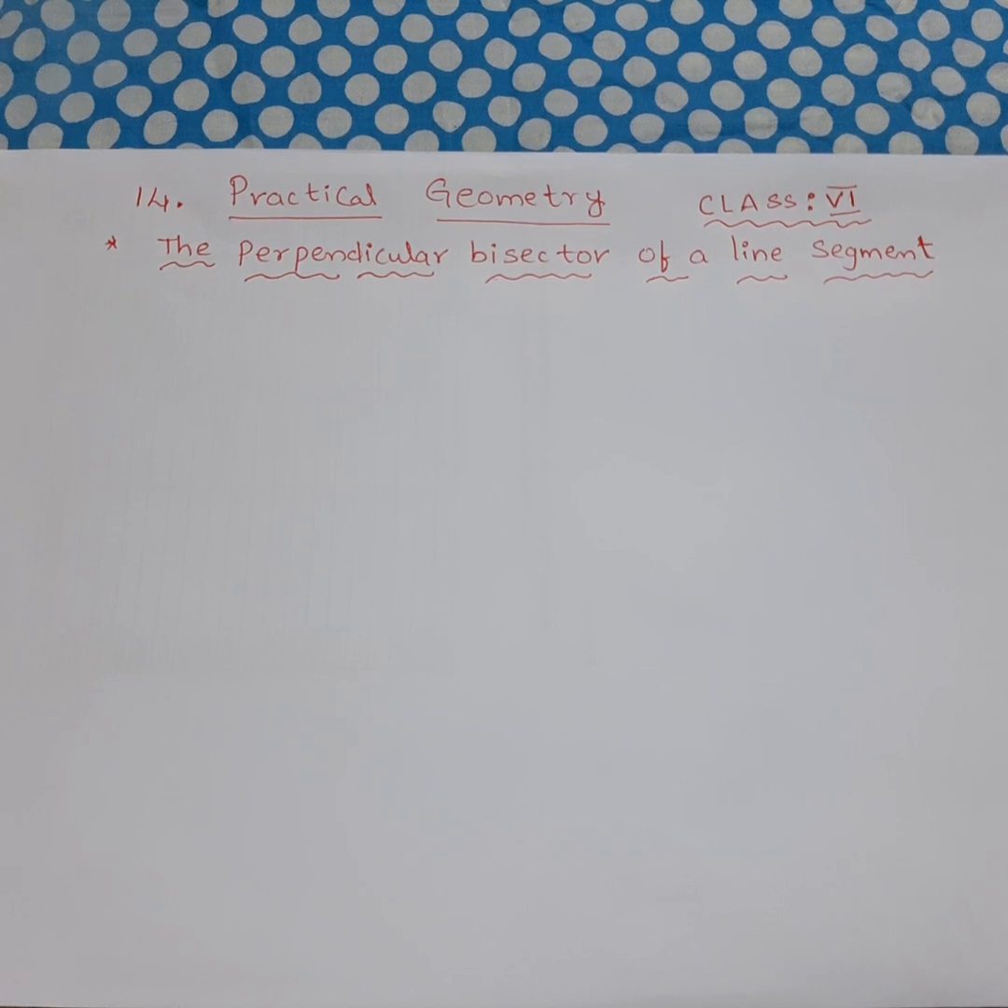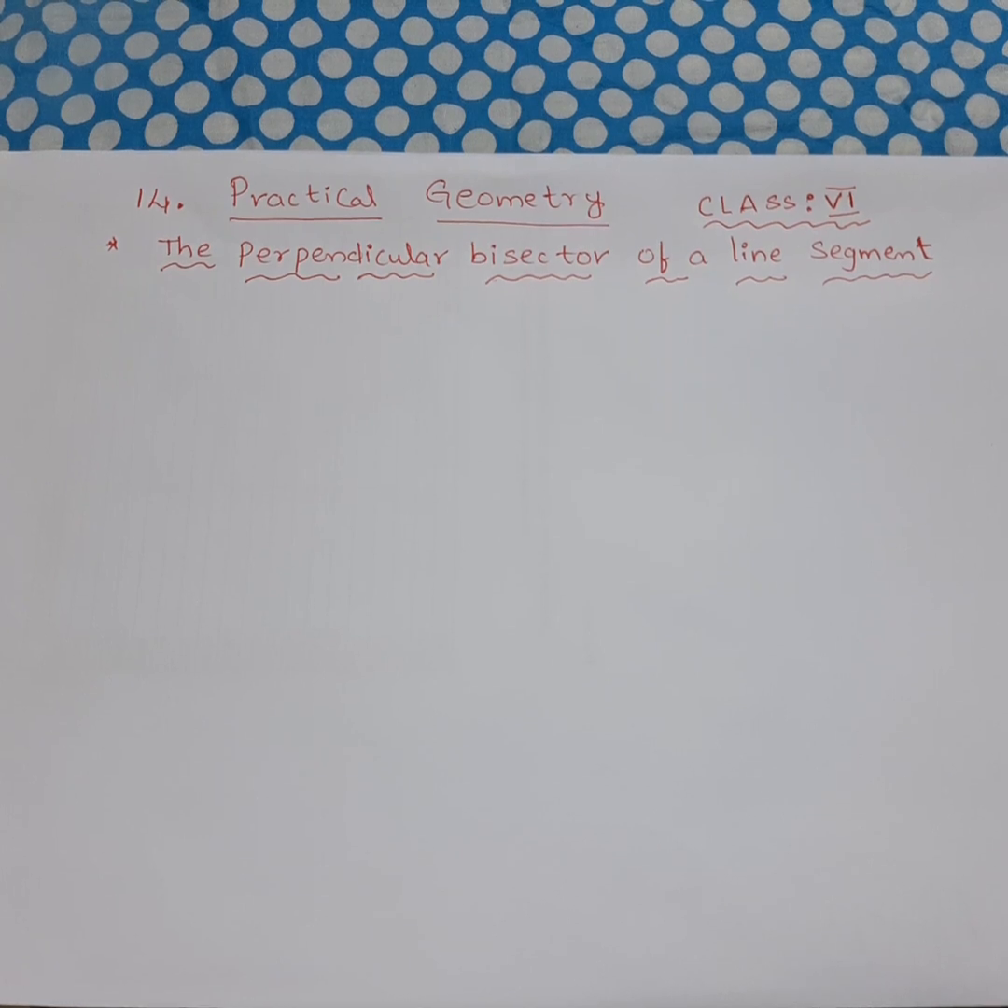Right. Welcome to today's maths class. We are going to discuss practical geometry. Already we completed how to draw a line segment using scale and set squares, as well as by using scale and ruler. We also completed how to draw a perpendicular to a line segment, at a point on the line, as well as from a point that does not lie on the given line.